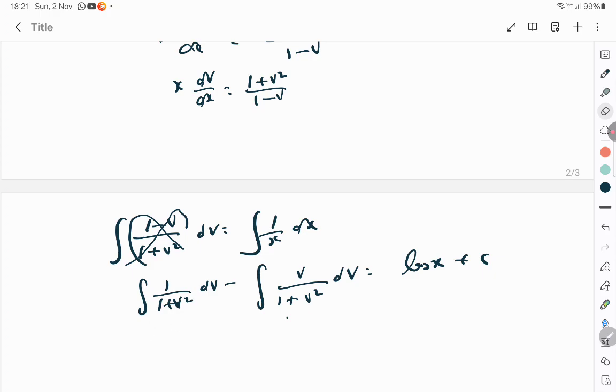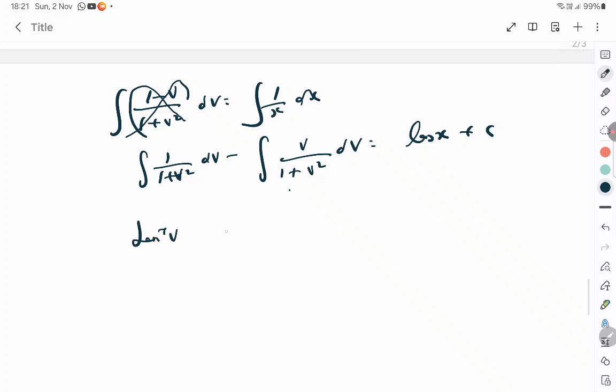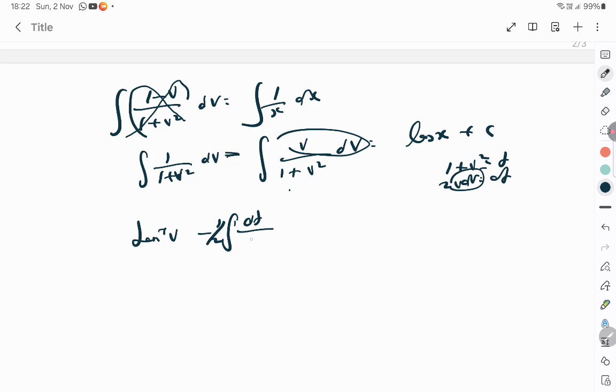So in each one you have to assume one thing, okay? For this one, you know the direct answer will be tan inverse of v. For this one, if you're going to assume 1 plus v square as t, 2v into dv will become dt, but you have only v dv, so dt by 2. So minus integration of dt by 2 because of this minus sign, and by t, since 1 plus v square itself is t. So then it's equal to log x plus c, which is on the right side. So tan inverse of v, which is y by x, minus half of log of t is equal to log x plus c. And what is t?